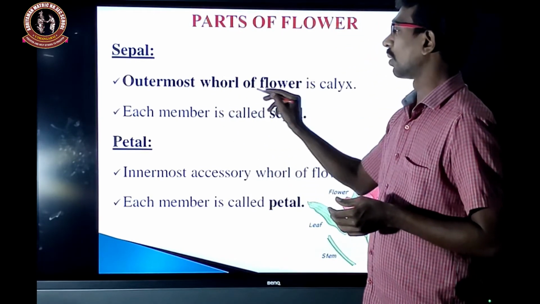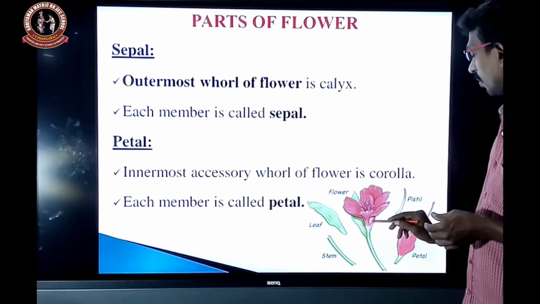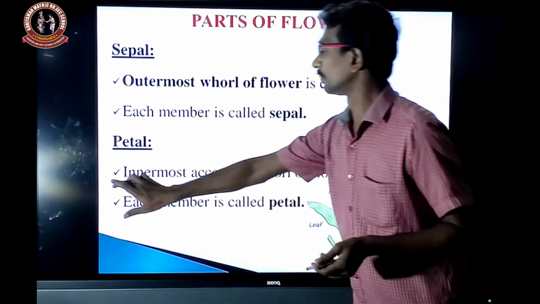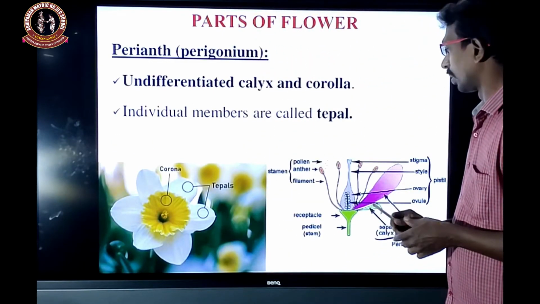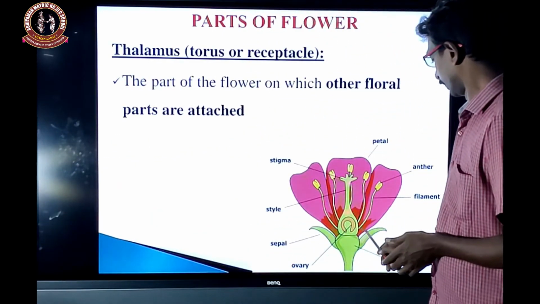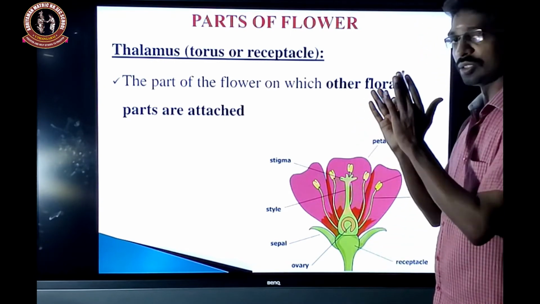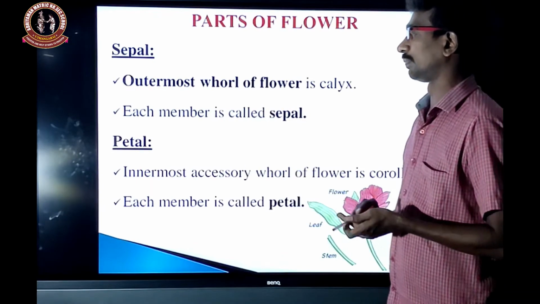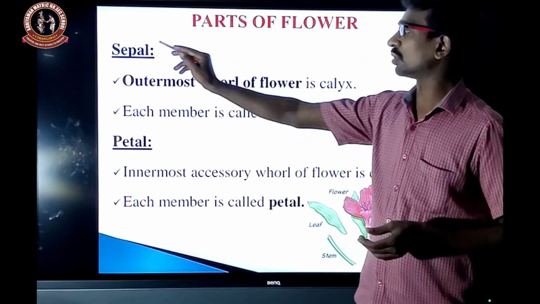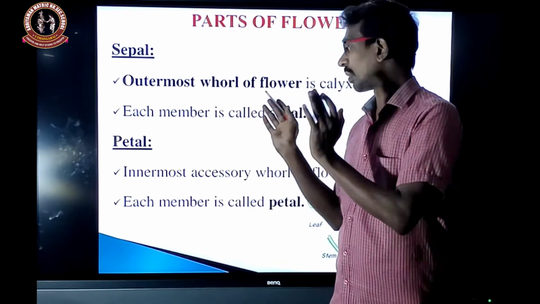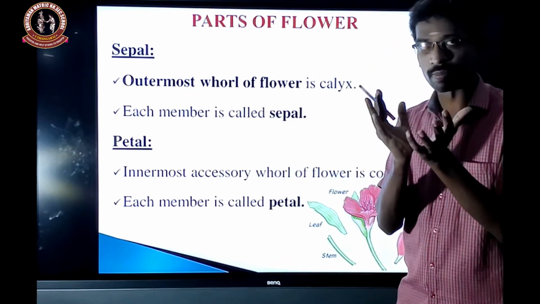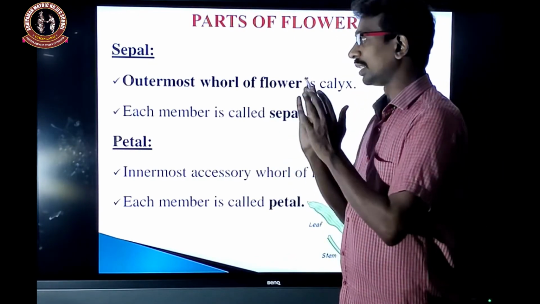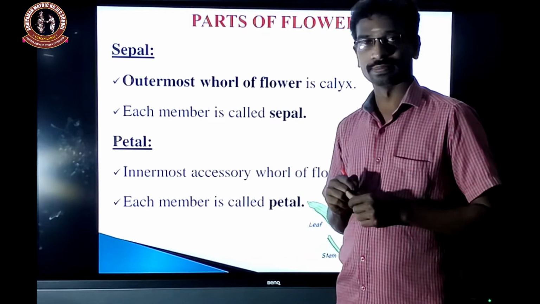First one, sepal, the outermost whorl of the flower. Here you see the outermost whorl. The single unit of the calyx is called sepal. Each member is a sepal. Actually, it's a calyx. The collection of sepals is called calyx. The whole of the sepals is called calyx. The single unit of the calyx is called sepal.